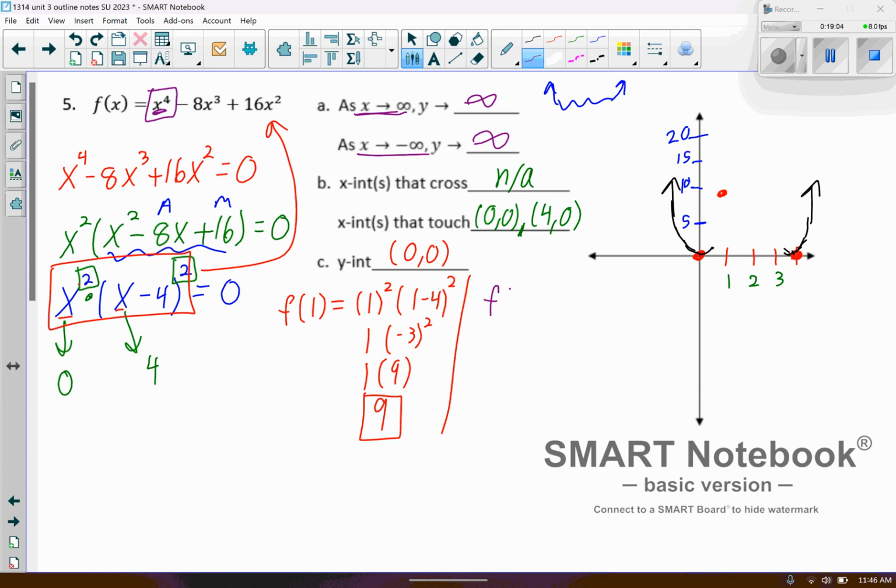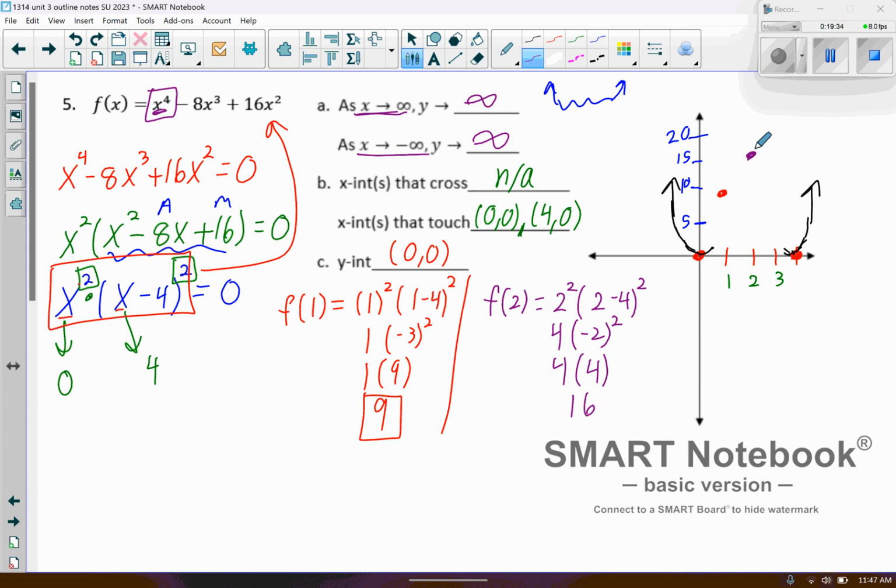Once again, I'm going to plug it into the factored form. So let's see, that's going to be 2 squared times (2 minus 4) squared. And so let's see, 2 squared is 4. This will become negative 2 squared. And then negative 2 squared will be 4. So I'm going to end up with 4 times 4, which is 16. So let's see, this one pops up a little above 15 when x is 2, about right there.